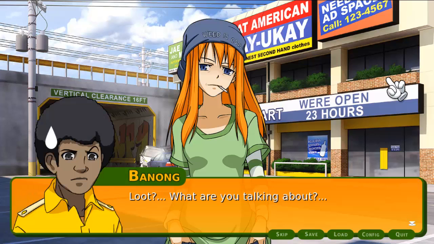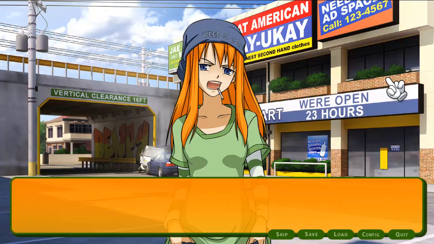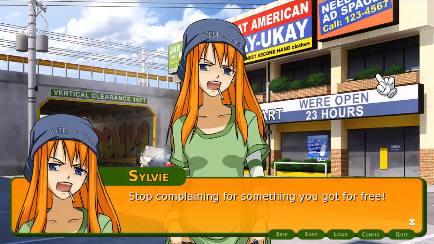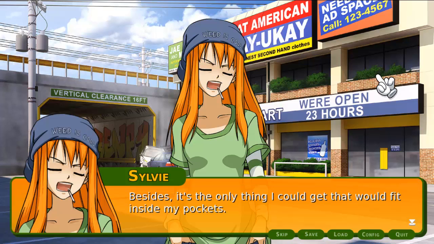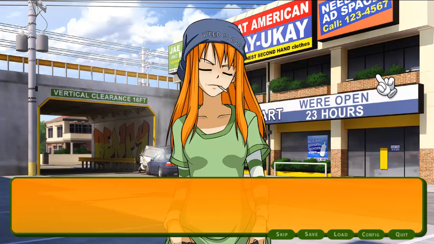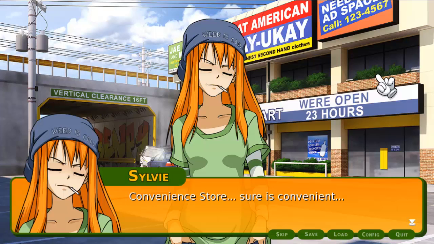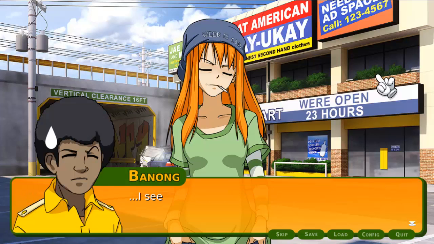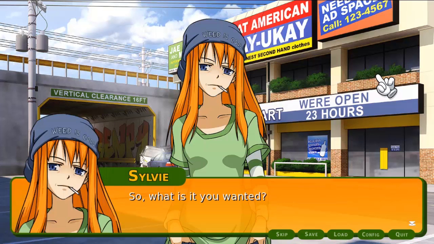Loot? What are you talking about? And why only chocolate bars? Can't you get something bigger? Stop complaining for something you got for free. Besides, this is the only thing I could get that would fit inside my pockets. Inside your pockets. Sylvie, did you, by any chance? Convenience store sure is convenient. I see. So what is it you wanted?